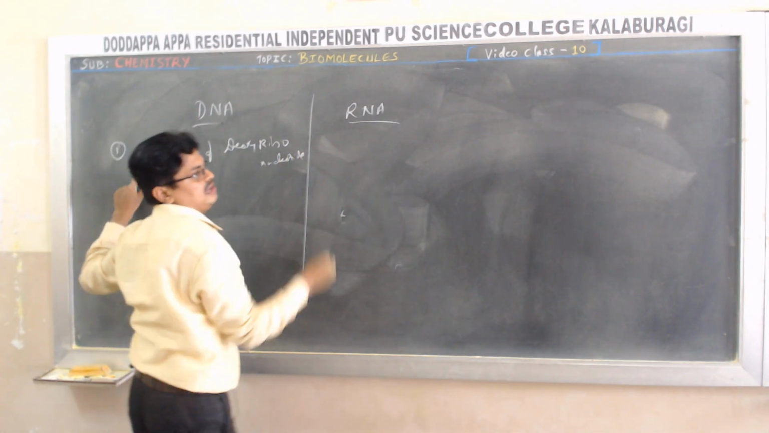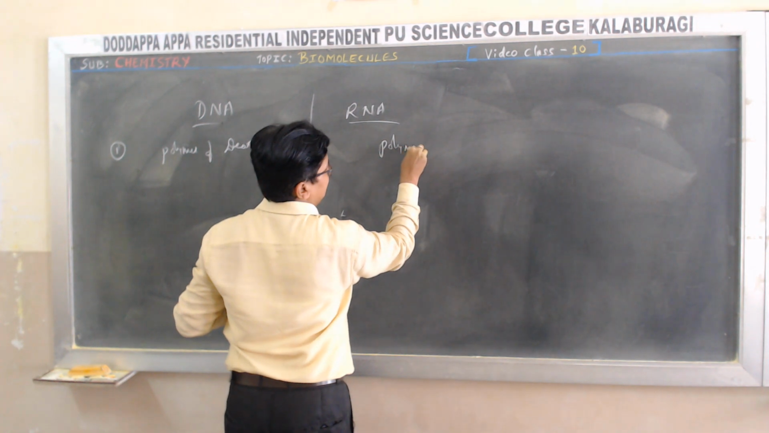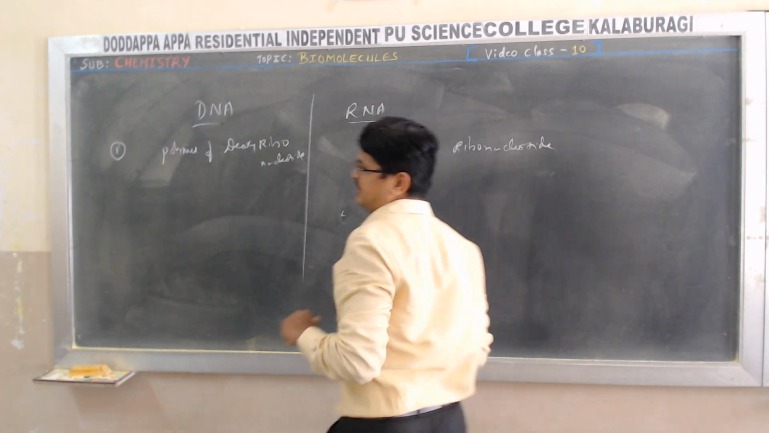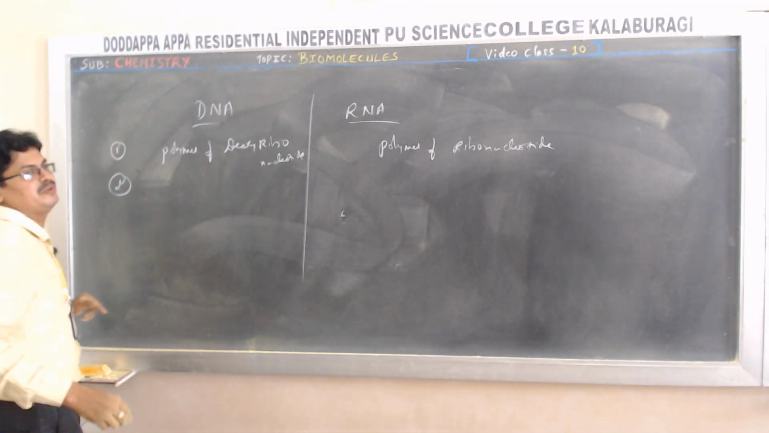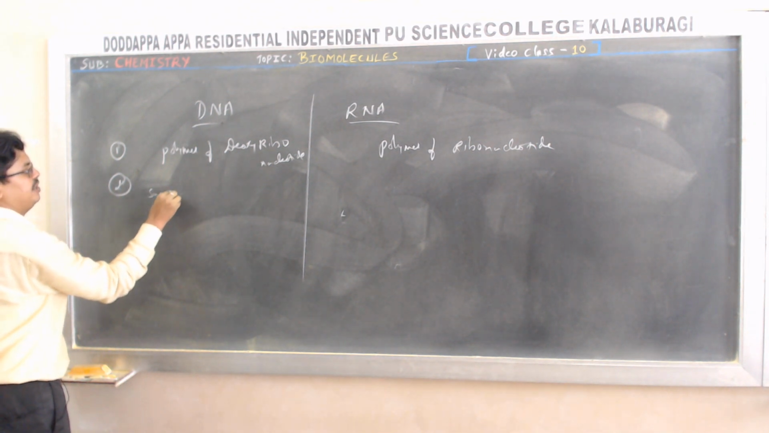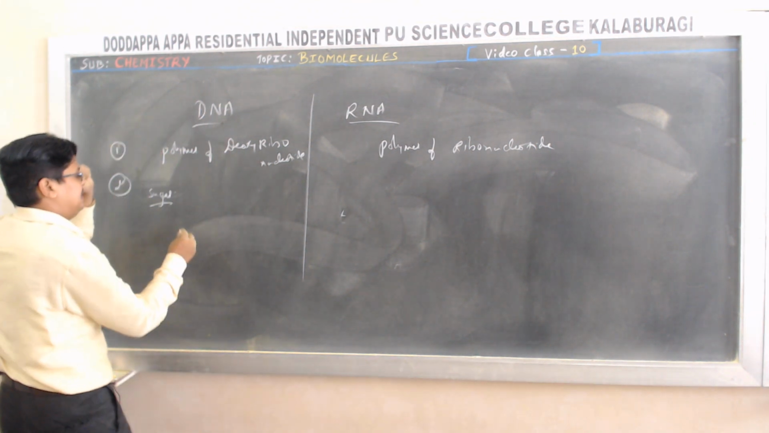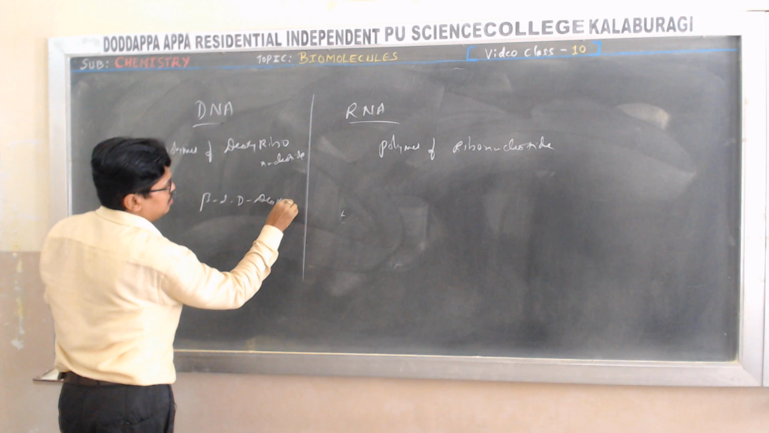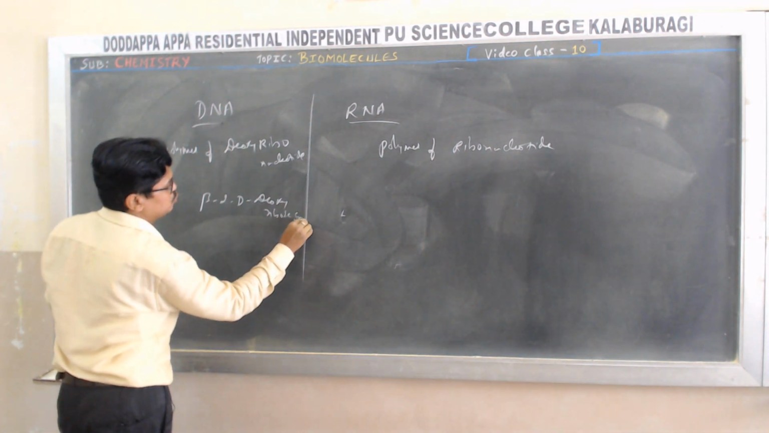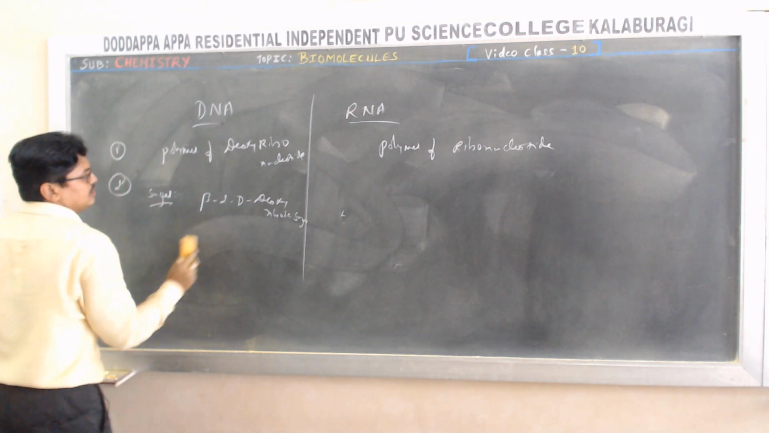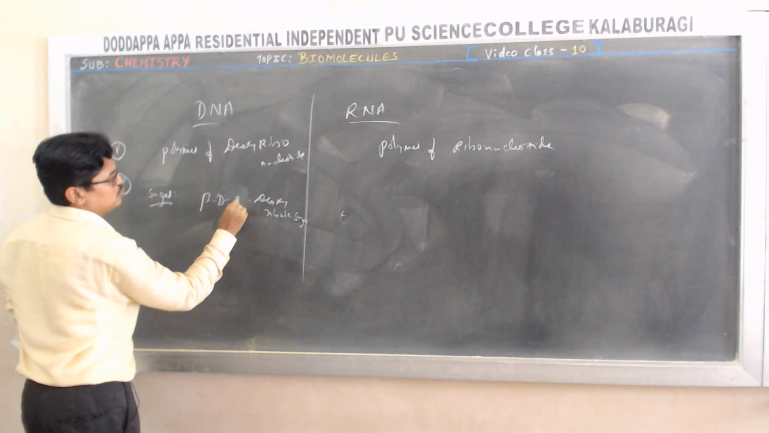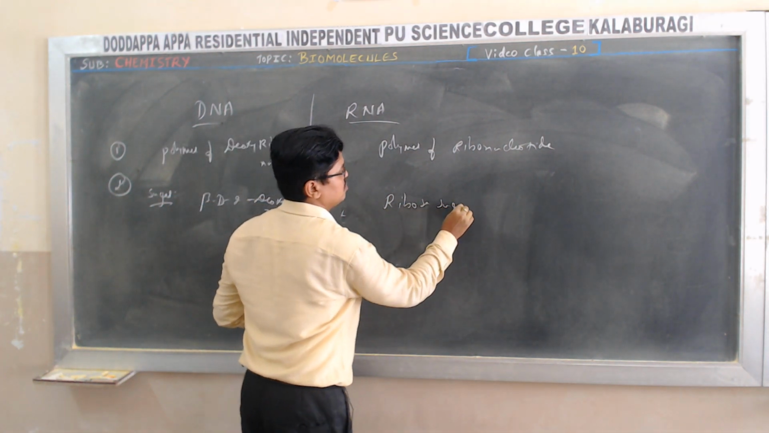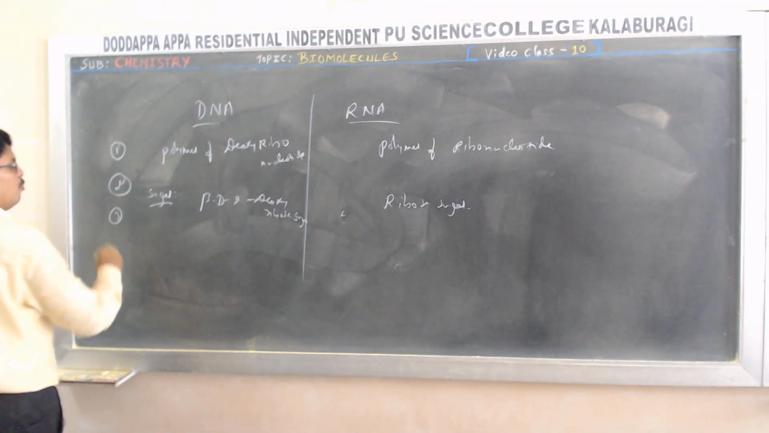DNA is the polymer of deoxyribonucleotide. RNA is the polymer of ribonucleotide. Second point, with respect to sugar moiety. The sugar moiety present in DNA is beta D-2-deoxyribose sugar. The sugar present in RNA is ribose sugar. Then third point, focus on nitrogen bases.